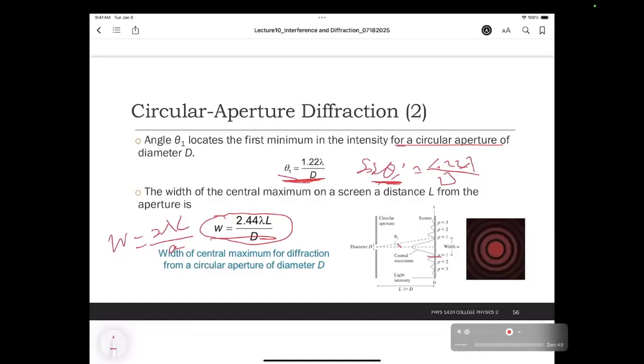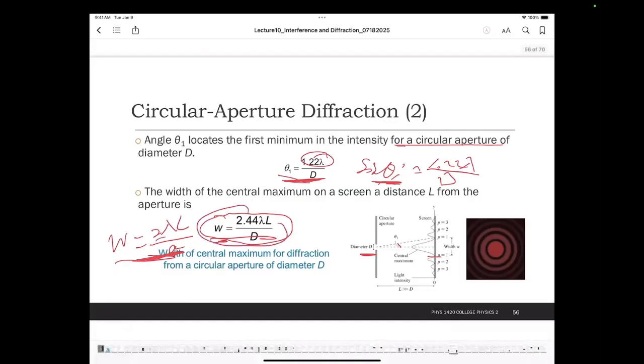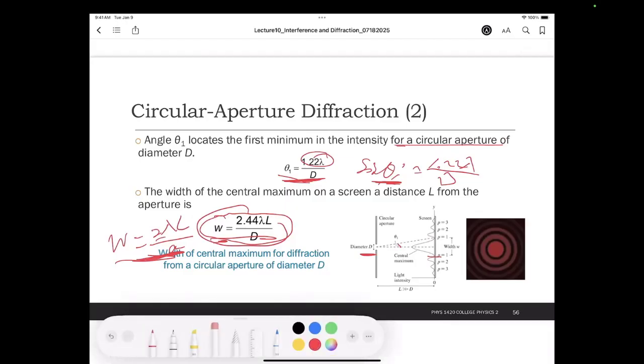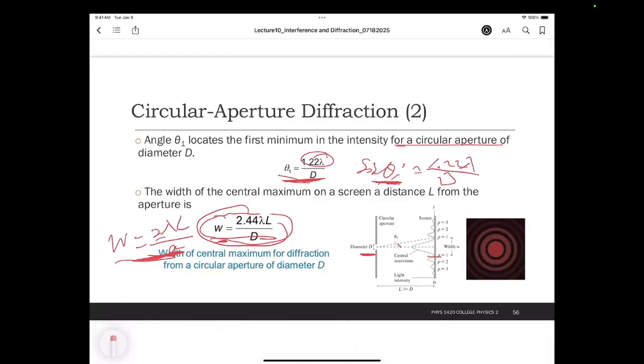Yeah, because the lambda is equal to this one, and here the a is d, and the 2 lambda L is just this one. So it's just multiplying by 2 in this equation. Yeah, we can use this equation for the west of the central maximum on screen. Does it make sense to you?